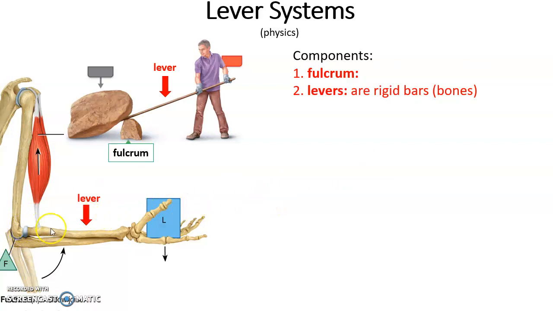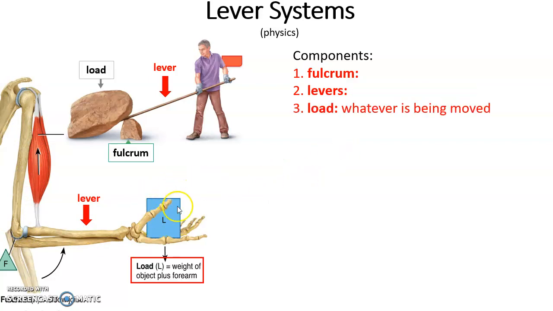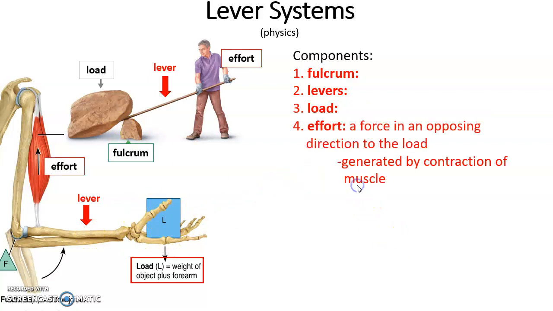The levers themselves are the rigid structures. So for our body, those are the bones. The load is whatever's being moved. So in this case, it's the forearm and hand and whatever's in the hand. The effort is the generation of force, the force that's going to move the load. And that, of course, is being generated by our muscles and the contraction of the muscles.